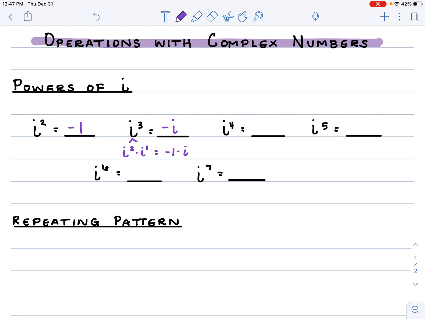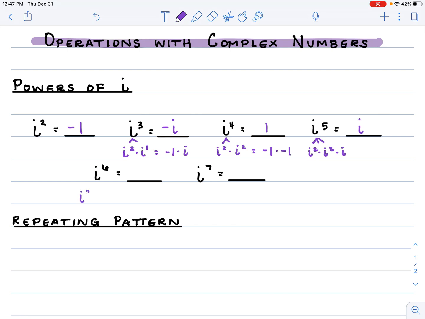Now we're looking at i to the 4th power. I can break that into i squared times i squared. Well, I know i squared is -1, so I've got -1 times -1, which gives me +1. i to the 5th, I can break that into i squared times i squared times i. I know that i squared times i squared would give me that 1. 1 times i just gives me positive i.